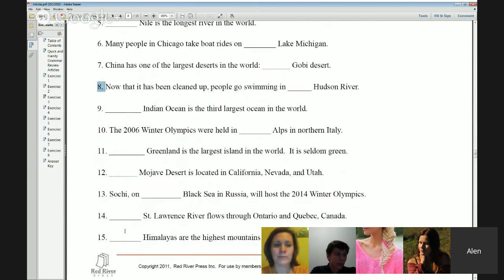Now that this has been cleaned up, people go swimming in the Hudson River. Hudson River. Because it's a specific river, like the Nile. Very good. The Hudson River. Yes. Excellent. Number nine.